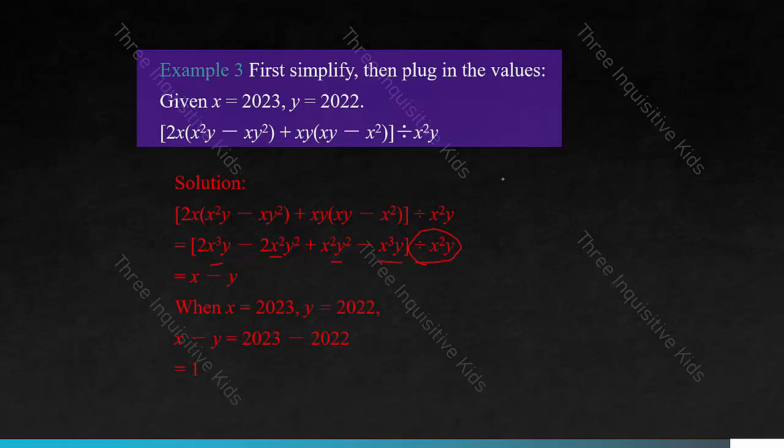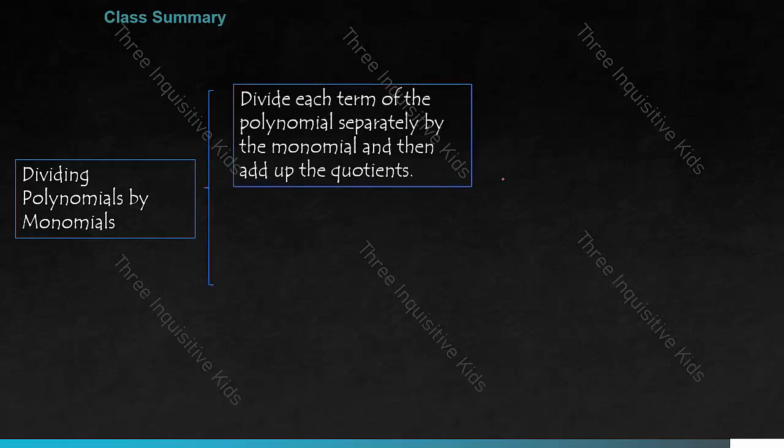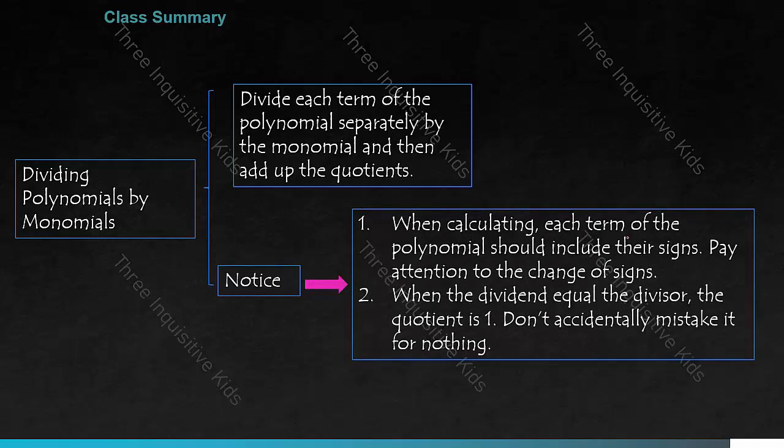So that was our lesson for this video, and we learned about dividing polynomials by monomials. And we know we should first divide the terms of the polynomial separately by the monomial and then add up the quotients. So we're going to use the distributive property of multiplication to do that. When calculating, each term of the polynomial should include their signs. You shouldn't look at something, for example, minus a, it's a plus negative a. Pay attention to the change of signs when you're dividing. And when the dividend equals the divisor, the quotient is 1. Don't accidentally mistake it for 0.